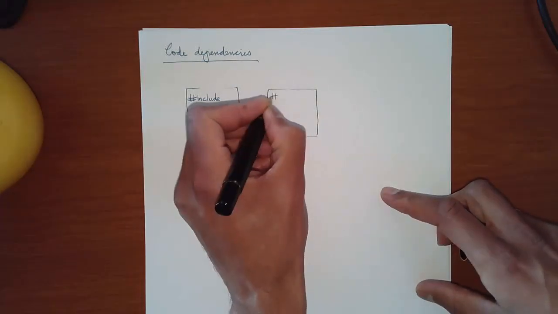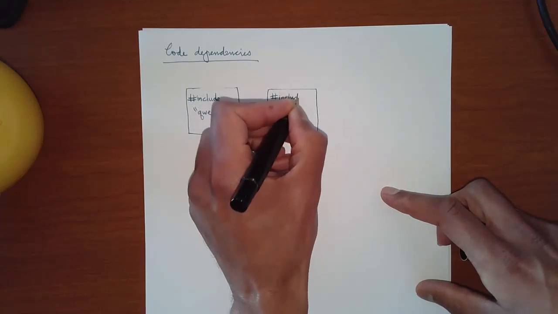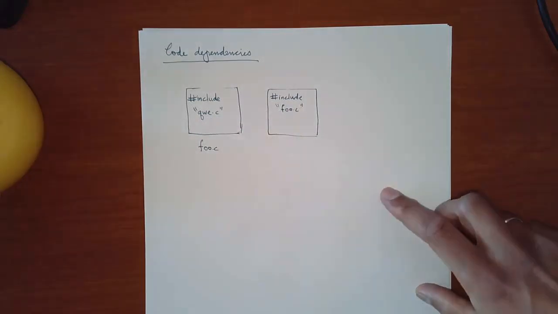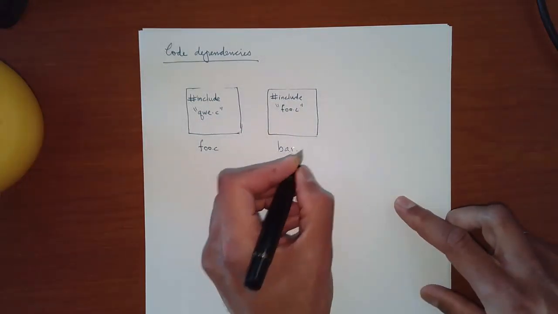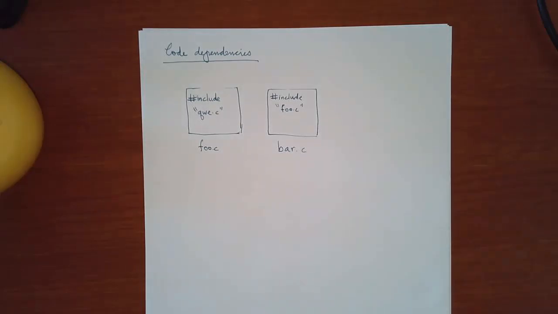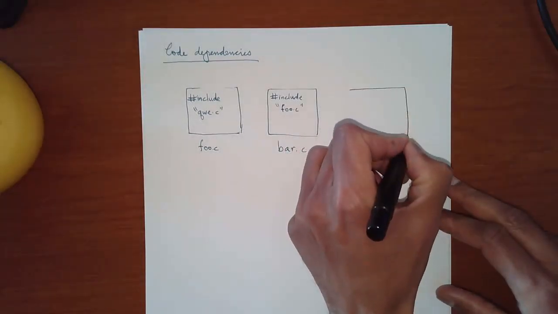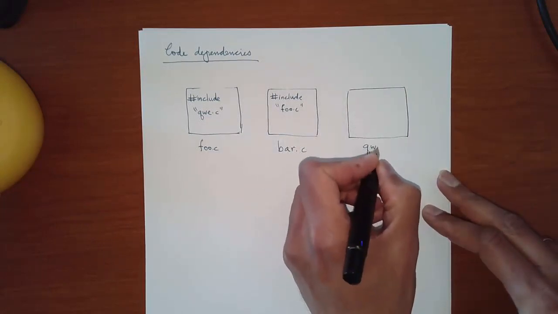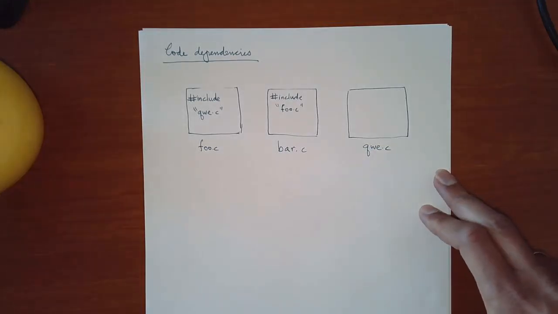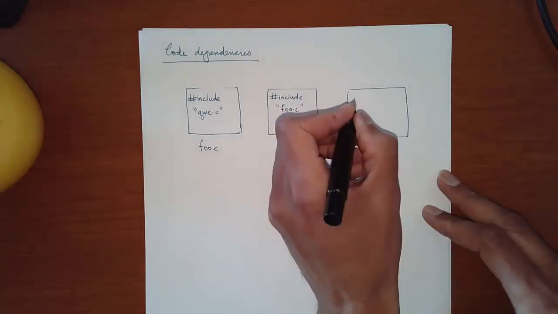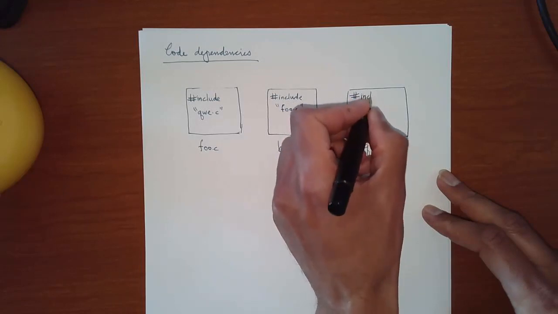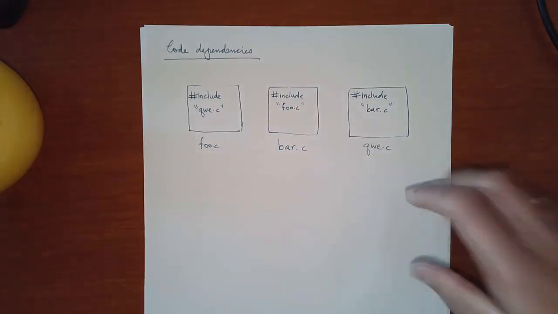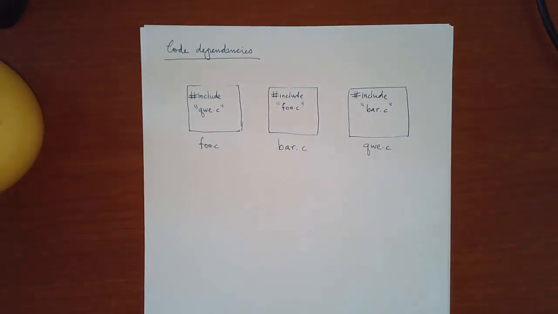And there's another file here, bar.c, which includes foo.c. And this is qwe.c, and suppose this includes bar.c. Do you see a problem?